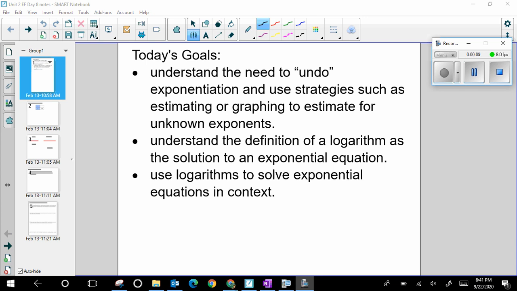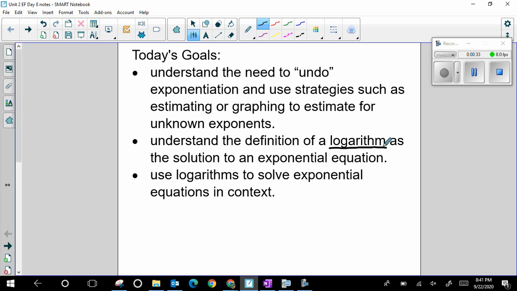And today we are going to look at how to solve an exponential function where the exponent is the unknown. So we're going to need to figure out how to undo exponential equations in order to solve them. You're going to learn about a new function called a logarithm right here. And that's what you need to use to find the solution to an exponential equation. And then we're going to write some equations and solve them.